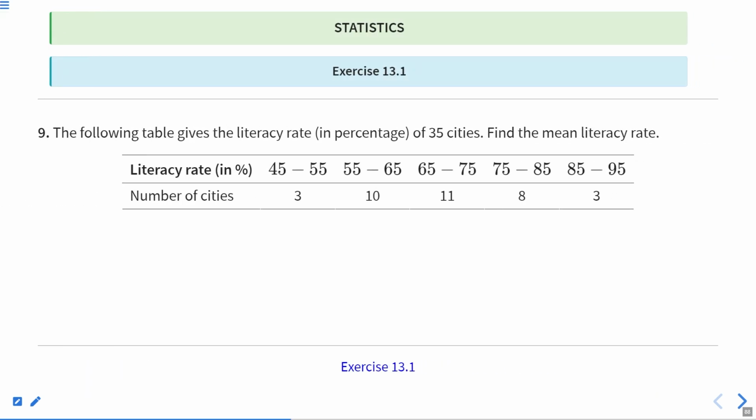Now let us move to the next question. In the next question, we have the following table which gives the literacy rate in percentage of 35 cities, and we need to find the mean literacy rate. We have been given this table, and by using it we need to find the mean literacy rate.